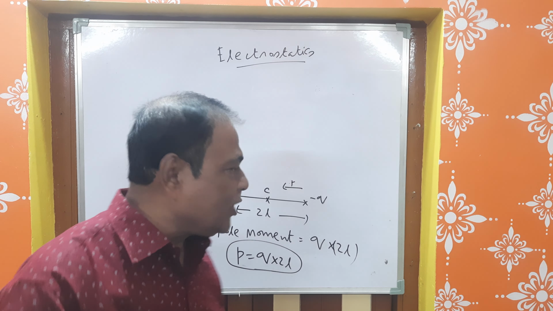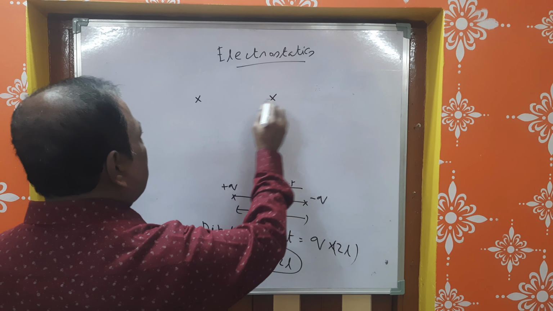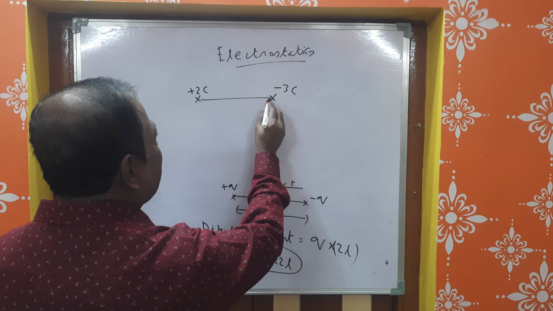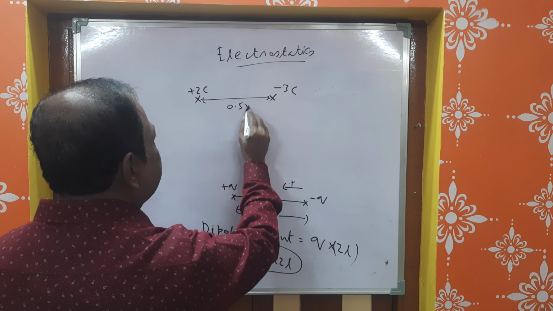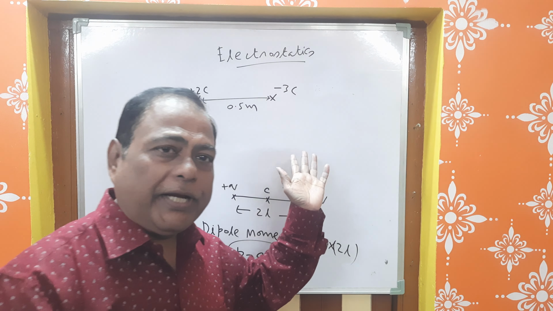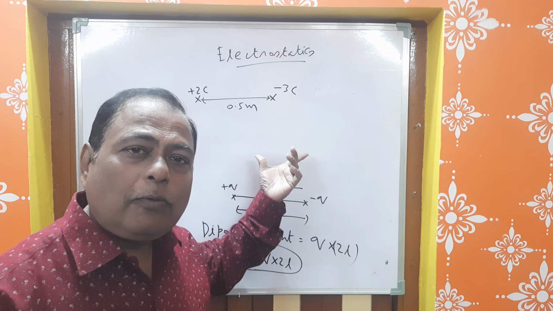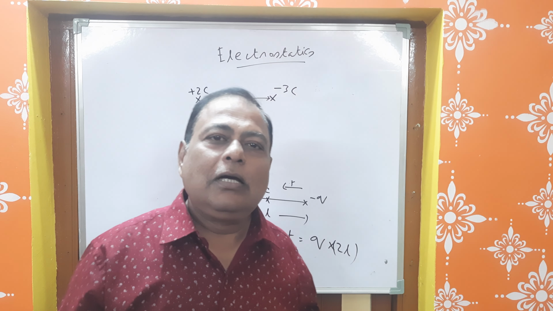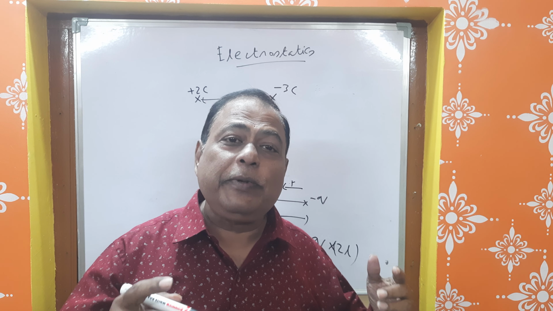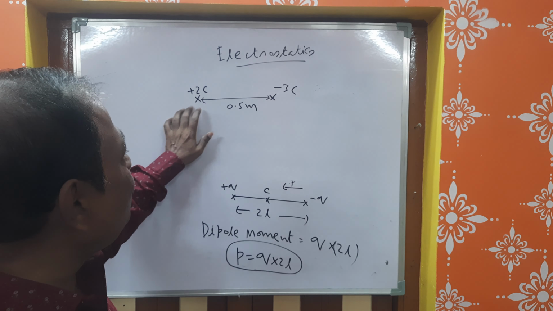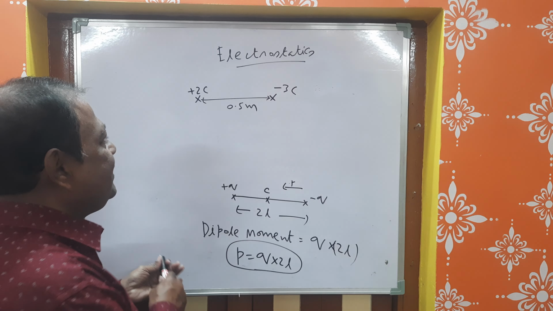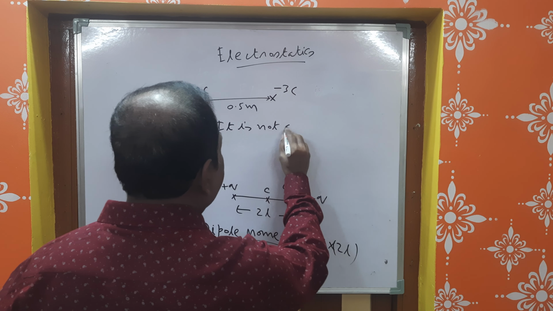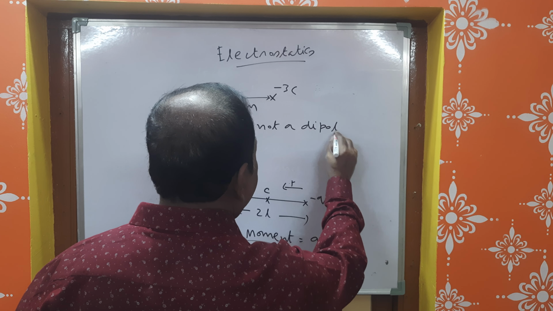Suppose I ask you a question: plus 2 coulomb and minus 3 coulomb separated by, suppose, 0.5 meter. Is this a dipole? The answer is not a dipole, because dipole means two charges should be equal and opposite. But here it is 2 coulomb and here minus 3 coulomb. So it is not a dipole.